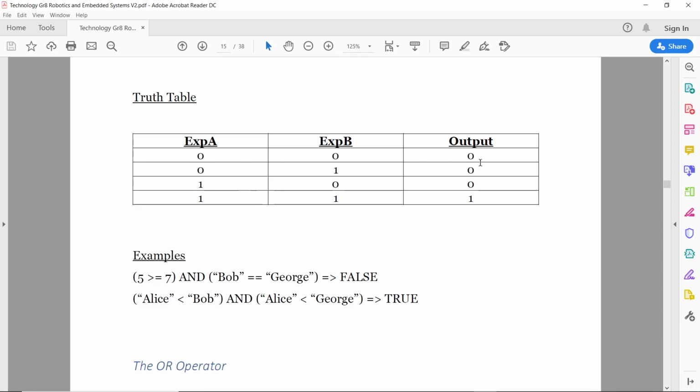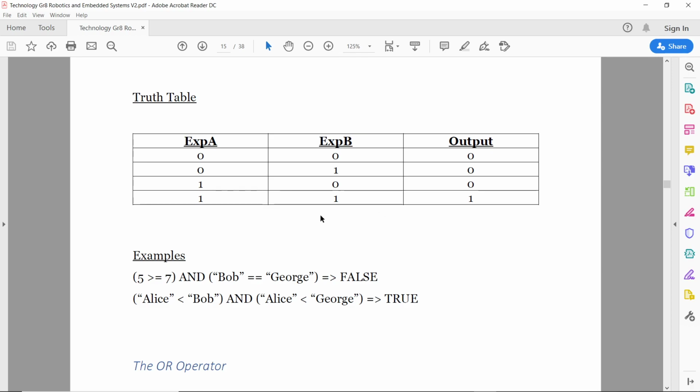Okay, so my output is false as long as some of the inputs are false. As soon as both inputs are true, they are both 1, the output is true.